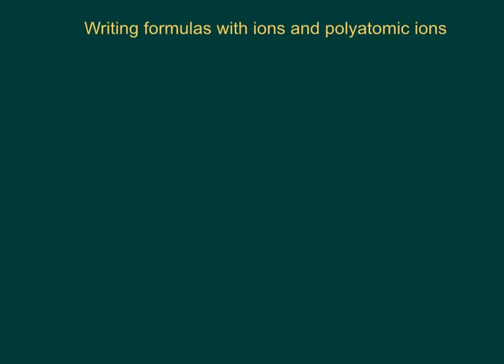Yesterday we worked on writing formulas using the stock system with straight-up ions, and then today I'm going to review that and then ask you to finish up that worksheet with some samples that involve polyatomic ions. So yesterday you were given the name barium chloride, and you were asked to write the formula.